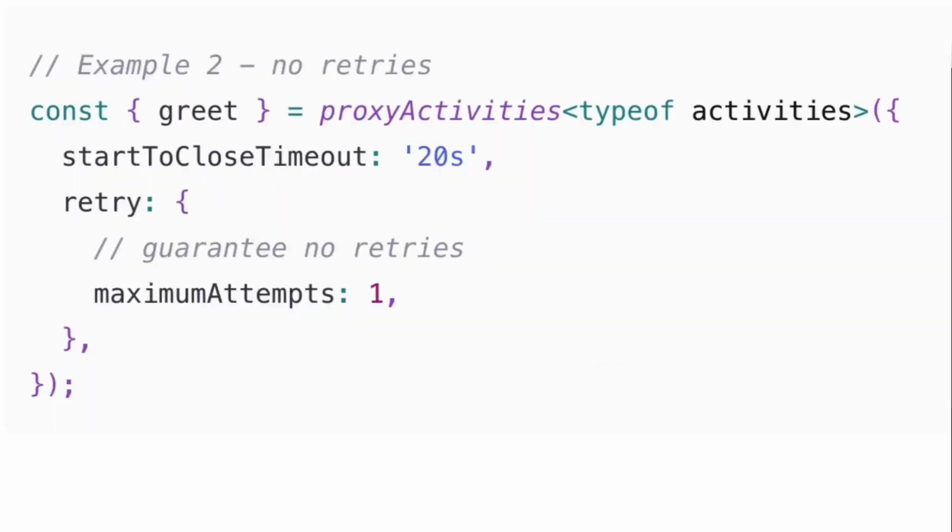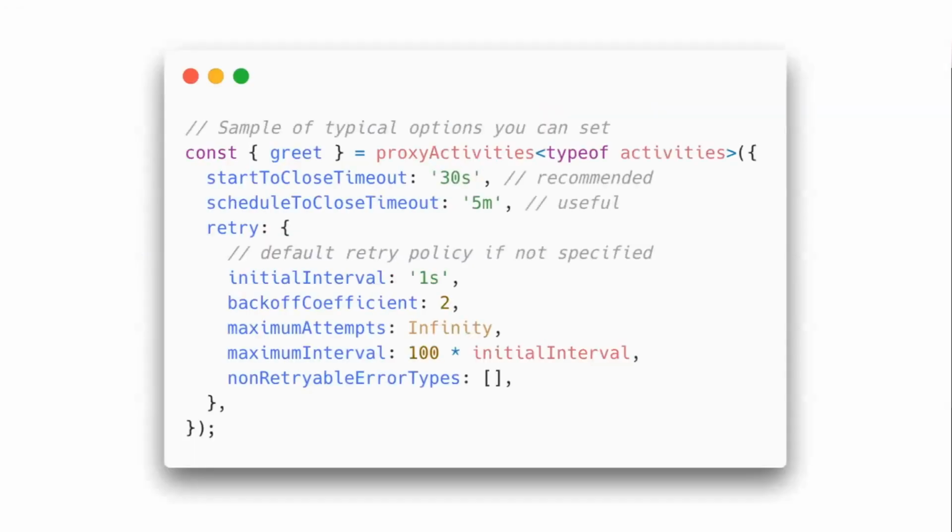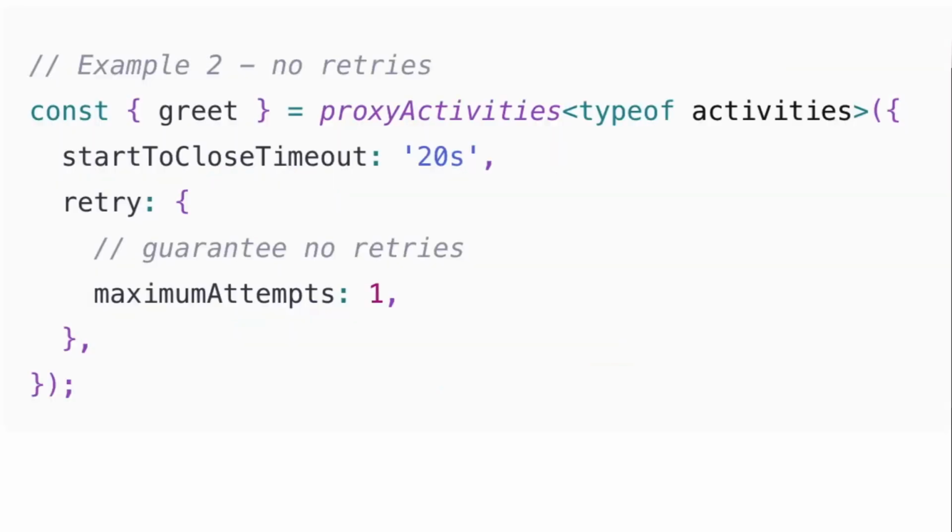Okay, example 2, no retry. Here's an example of how we tweak some of these policies to model the behavior that you may wish for your retries. And note that all these are very declarative. So let's say I want to guarantee no retries.